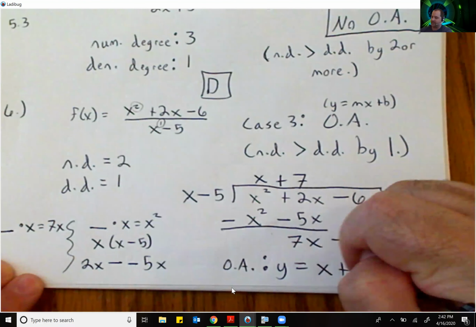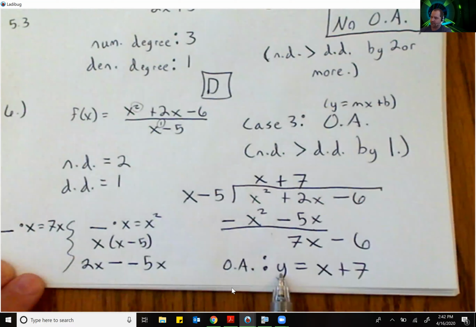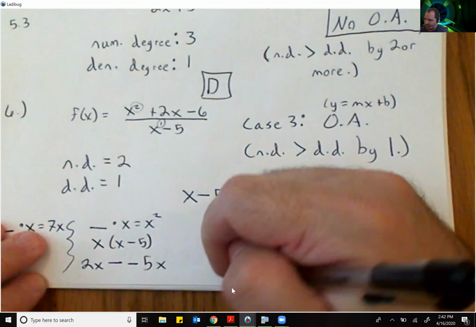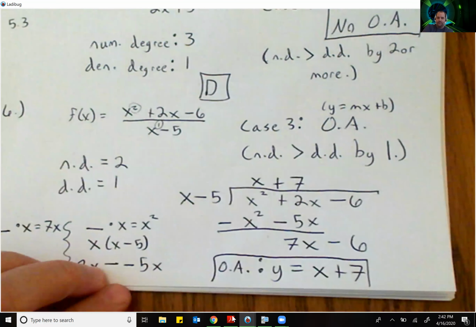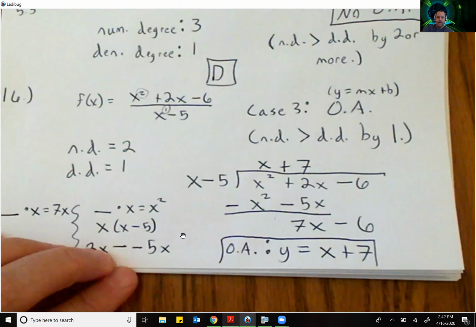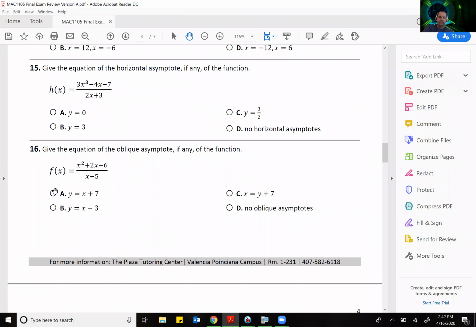See, y equals, there's an m here of 1, x plus b. So that right there is our answer. Now we just got to go find it. And right here, a, y equals x plus 7. There we go. Any questions about number 16? No, that was 5.3. Okay.